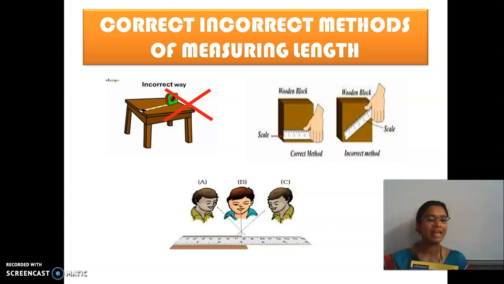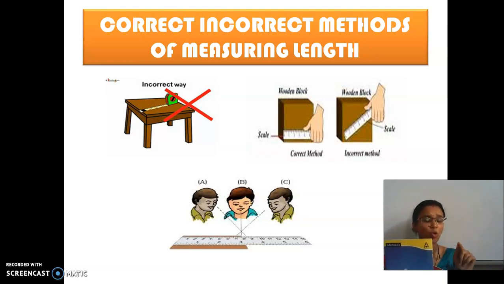So how to take correct readings? Consider this as the scale. If you place the scale like this, what happens to the remaining? Consider it as 1 centimeter. So 1 centimeter will be lost, right? So this is the correct way of measuring. The scale and the note must be in the same line, that is, the same plane. Then only your measurement will be correct.